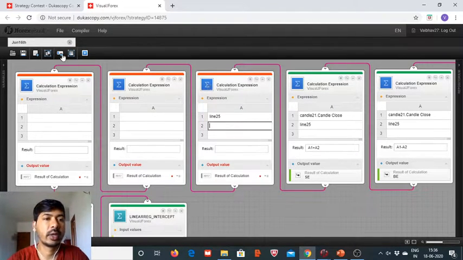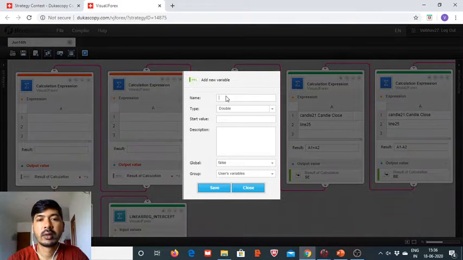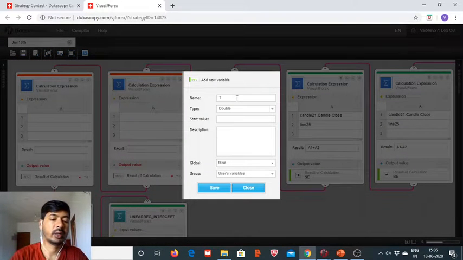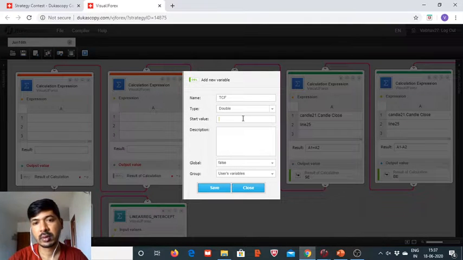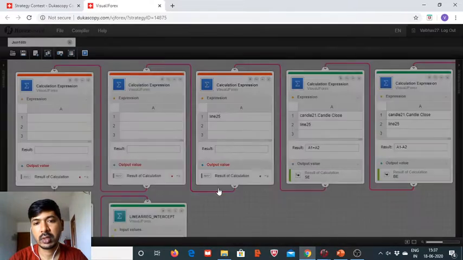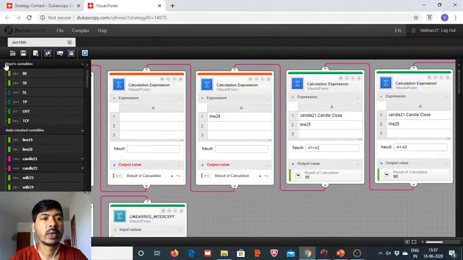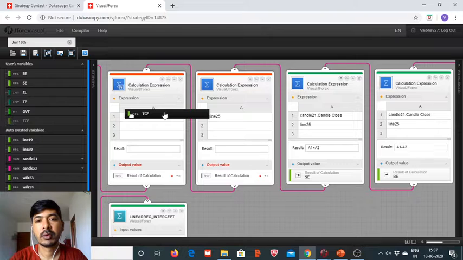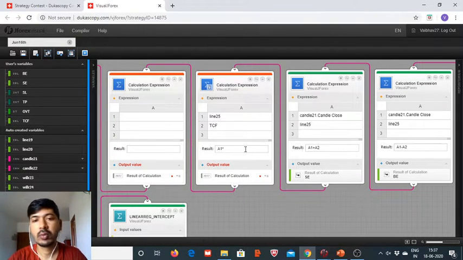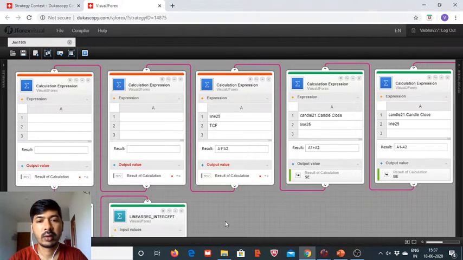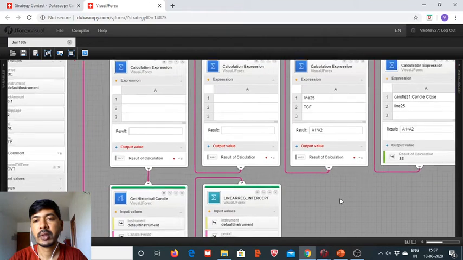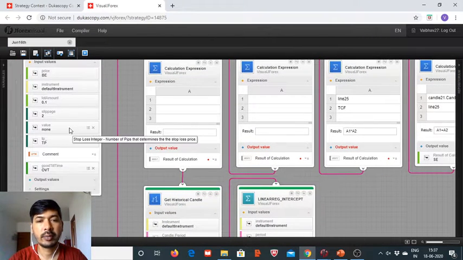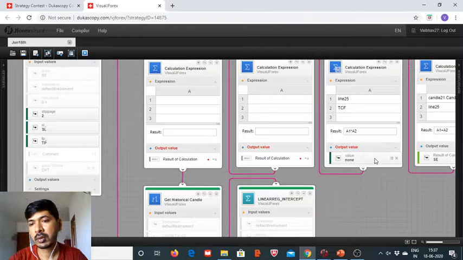We create a fresh variable and we write it TCF, 10,000. Okay, we get that variable TCF over here. We have to do the multiplication A1 into A2, and that's it. We have our stop loss value ready. So here it comes.